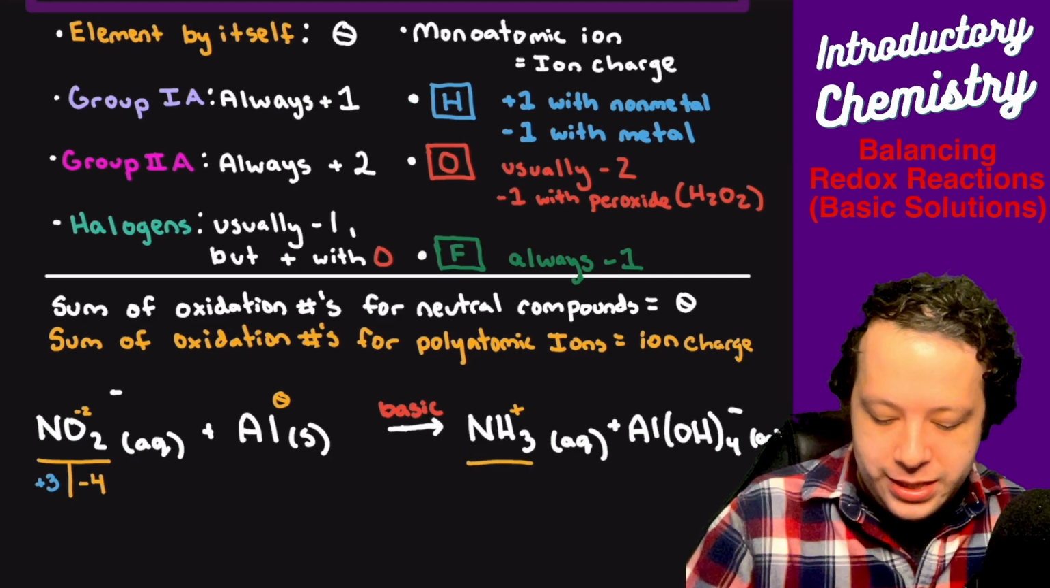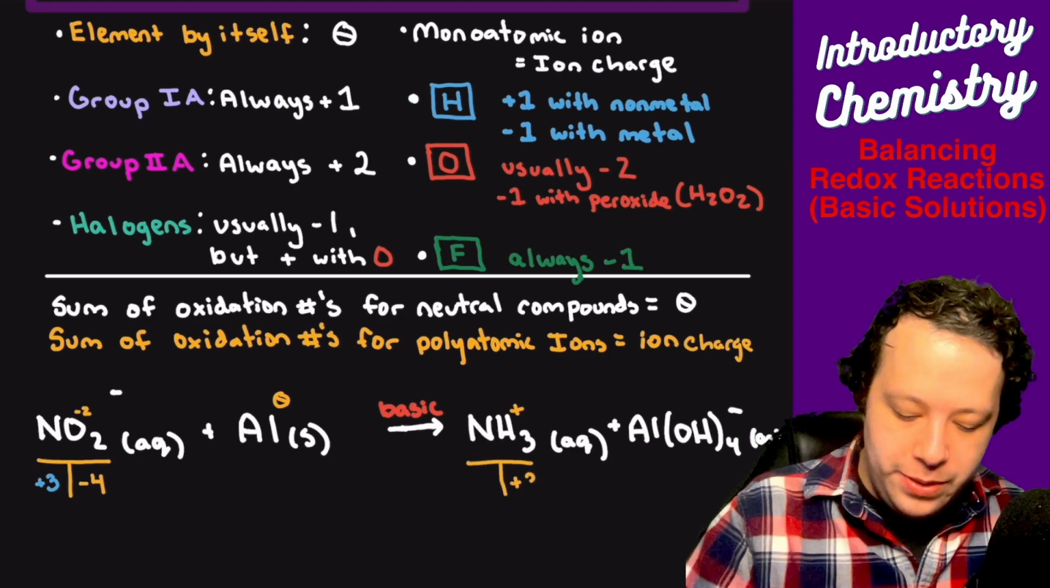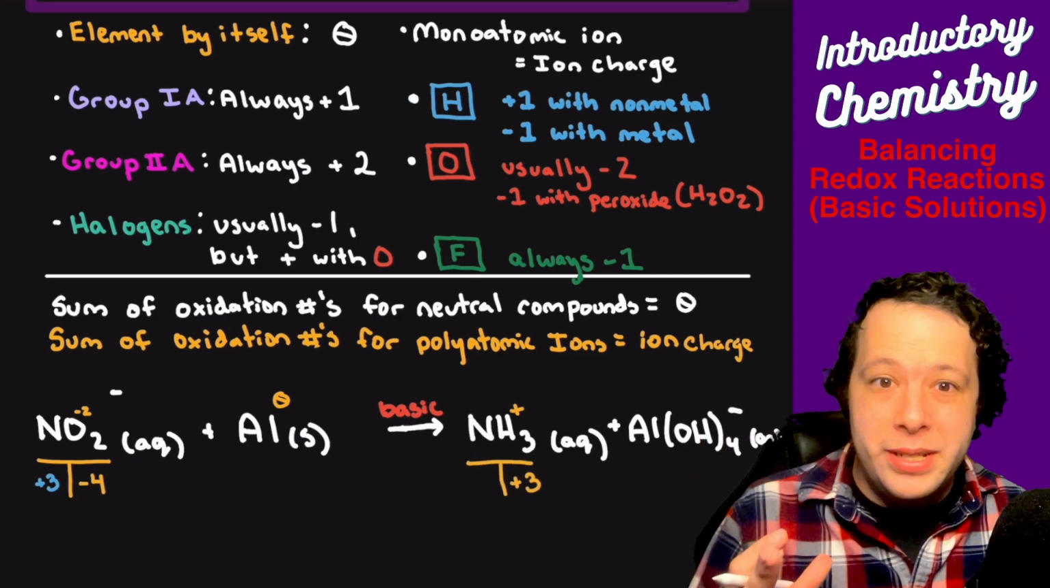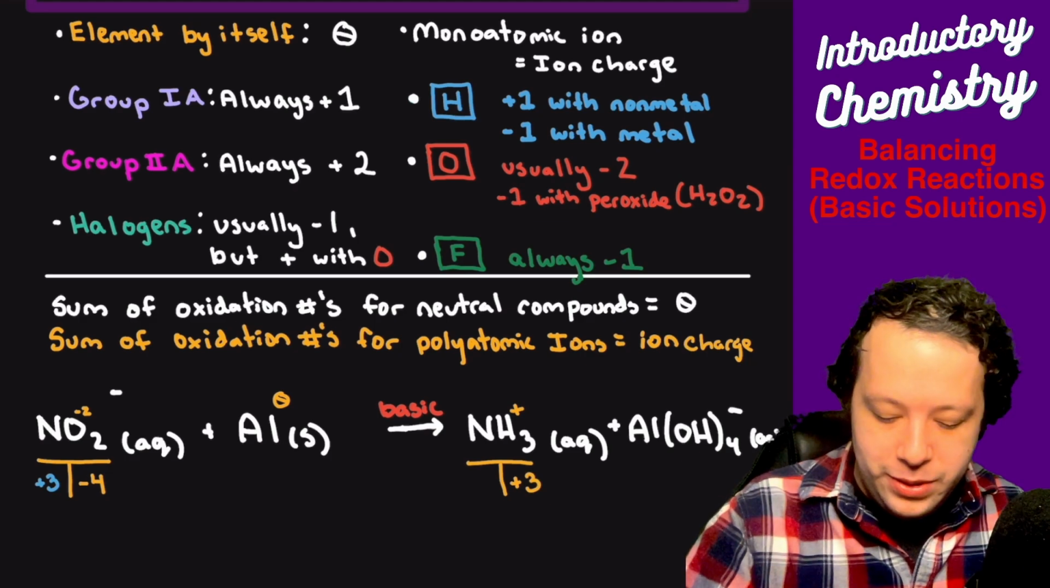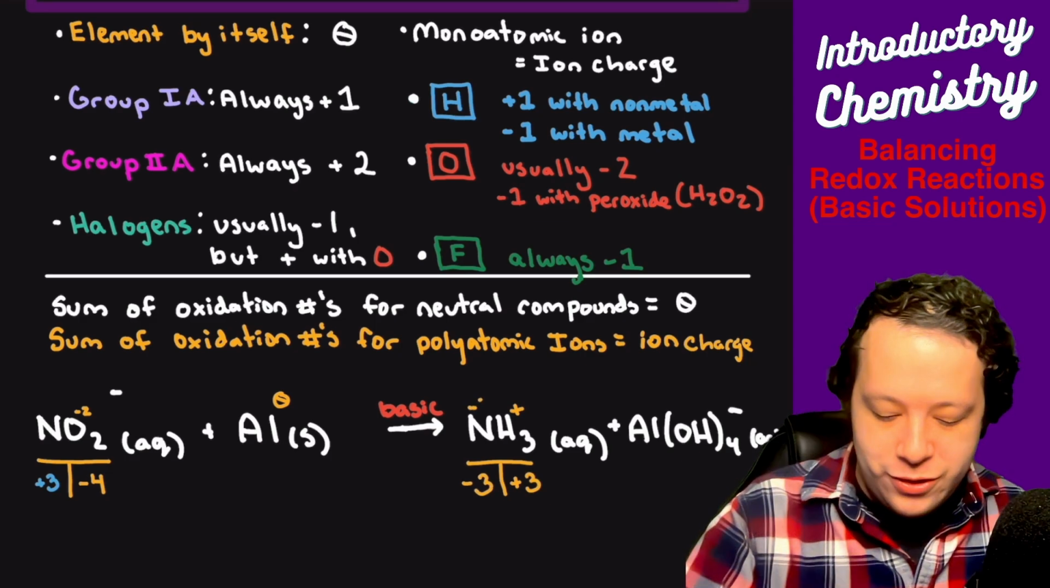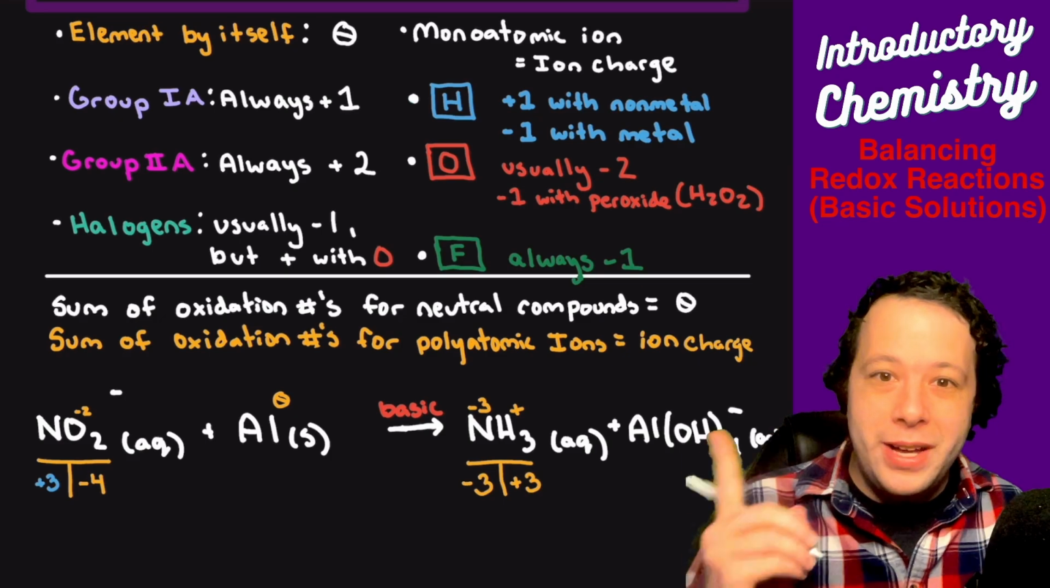So we can do the same little T here. We know we have 3 of them, so that means overall it's +3. So what we need to do in order to balance that is nitrogen needs to be -3. So we have that one.